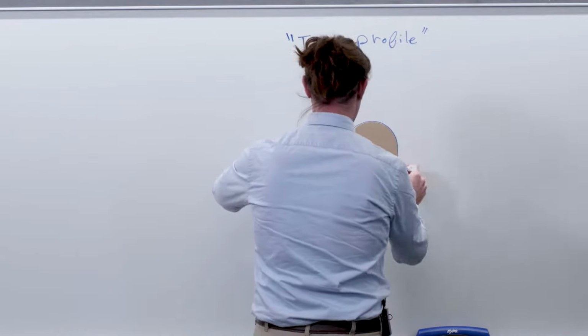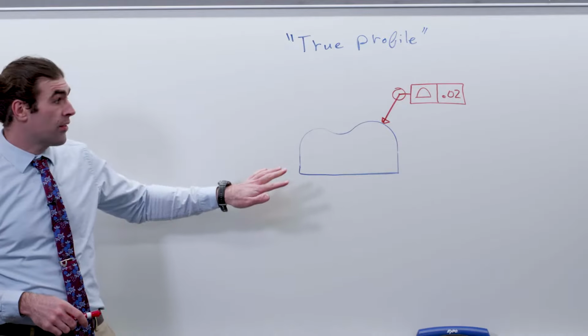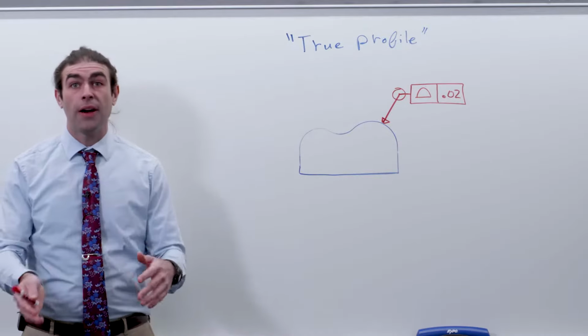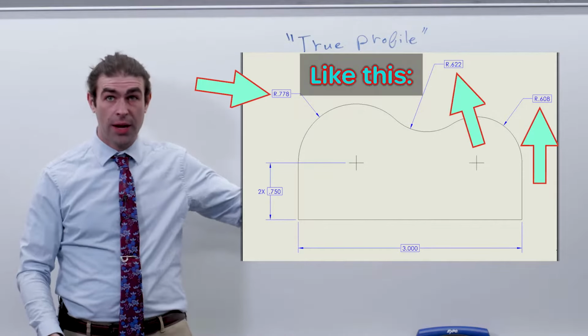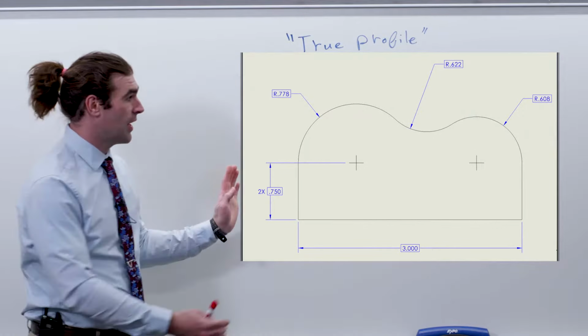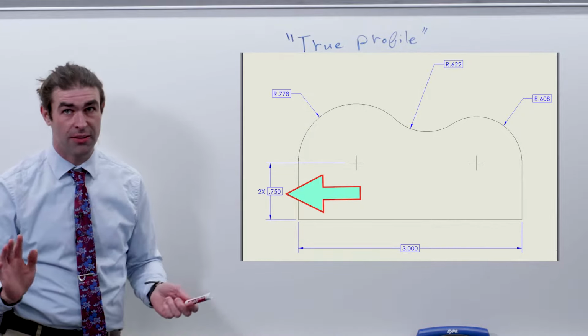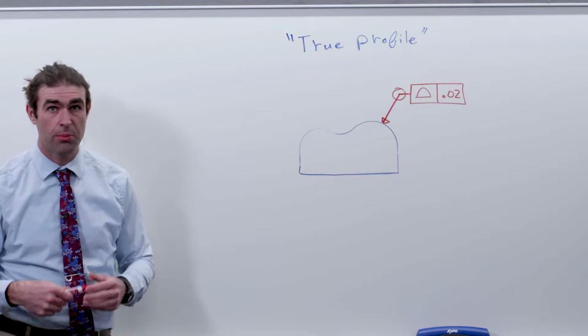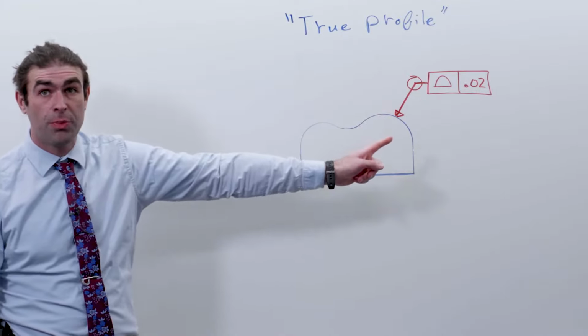So imagine this part is defined with basic dimensions. So each of these humps would have a radius on it, which would be basic. You'd have probably the width would be basic and the height would be basic. However it got dimensioned, doesn't really matter for our purposes. Basic dimensions. The true profile is located by those basic dimensions.